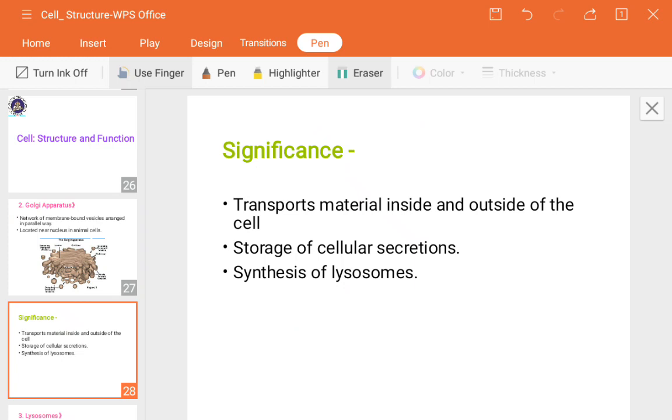Now, it synthesizes lysosomes. So what does the Golgi apparatus do? The Golgi apparatus synthesizes the lysosome organelle. That is also one cell organelle. From their vesicles only, the lysosome is produced. In the next part we are going to see what is meant by the lysosome. So this was about the Golgi apparatus, its structure, its significance, and how it differs in plants and animals.